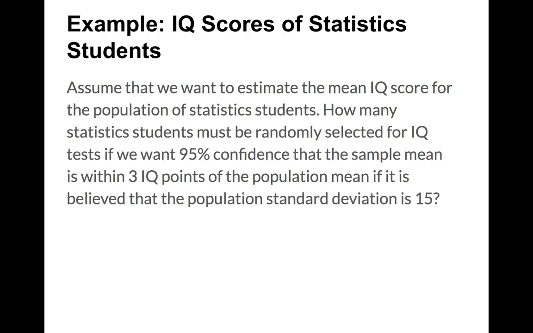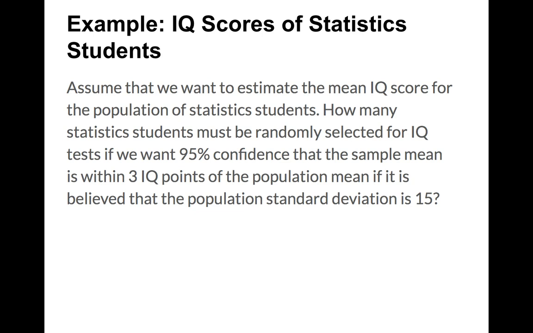And so we look here and we have that, assuming we want to estimate the mean IQ score for the population of statistics students: how many statistics students must be randomly selected for IQ tests if we want 95% confidence that the sample mean is within 3 IQ points of the population mean, if it's believed that the population standard deviation is 15?